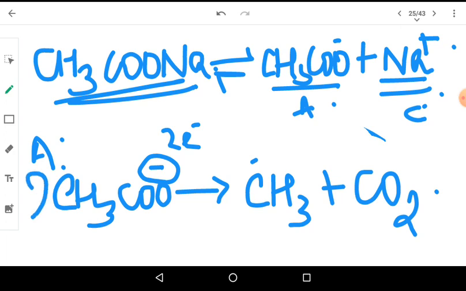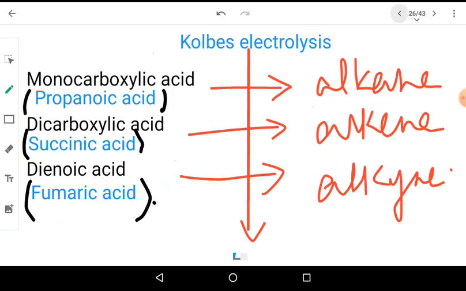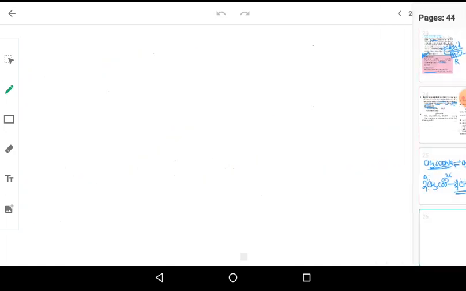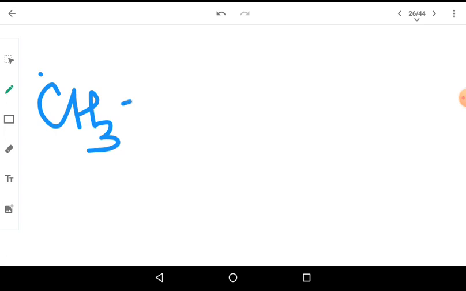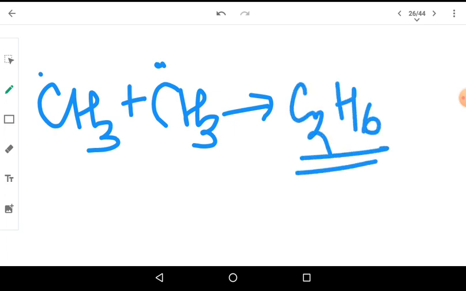So if I take 2 molecules of CH3COO minus, we will get 2 molecules of CH3 free radical and 2 molecules of carbon dioxide. So now these 2 free radicals of CH3 are going to react with each other and form the desired product, that is ethane. So let us see how that happens. We have CH3 free radical reacting with CH3 free radical to form C2H6, right?